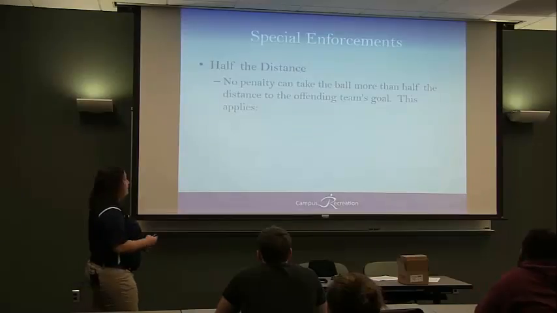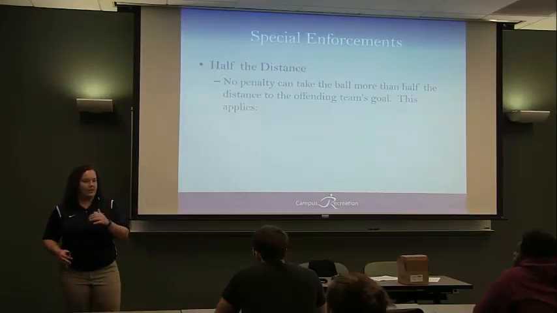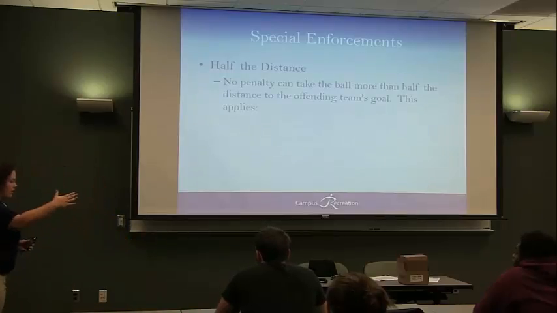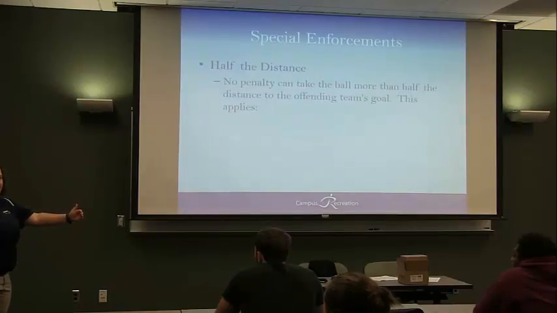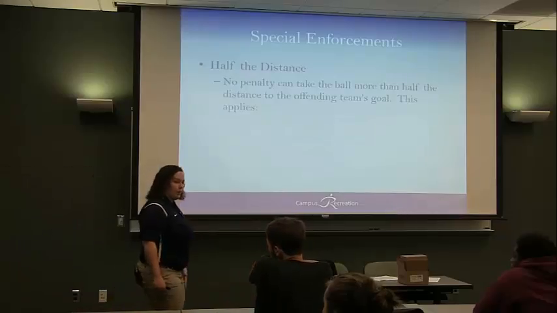Special enforcement, half the distance to the goal. This is if you're within 5 to 10 yards from the goal. Say it's 7 yards to the goal. It's a 5-yard penalty. We're not going to take 5 yards and then put them at the 2. We're going to do half the distance. If it's a 3-yard penalty and we're inside the 6, so we're on the 4-yard line, we're going to do half the distance.